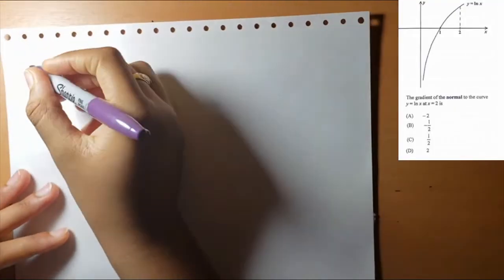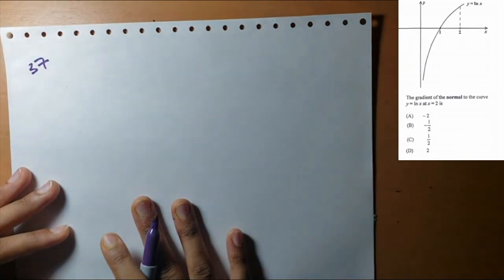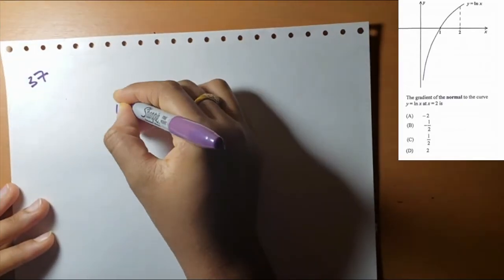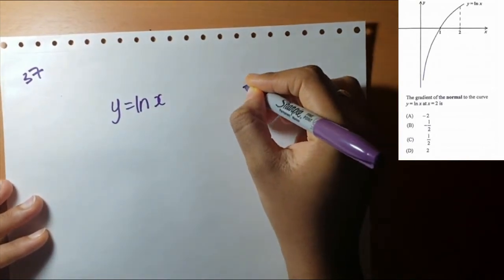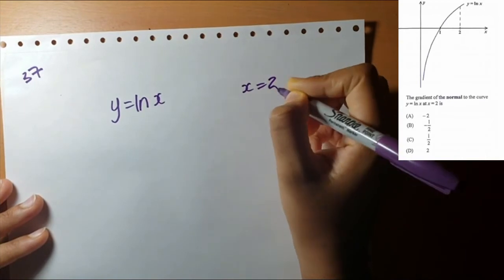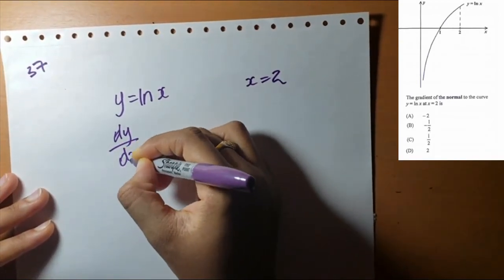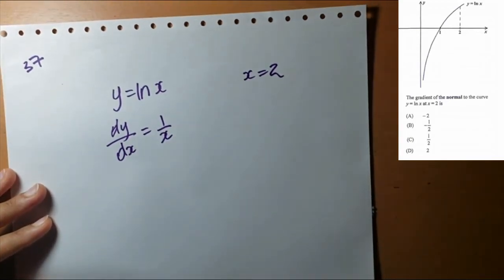Okay, so number 37. Alright, so we're being asked for the gradient of the normal to the curve, and the curve that we're given is y equals ln x, and we're being told that they want it at the point where x is equal to 2. The first thing that we need to do is differentiate this. You need to know this in your head. You need to know that the derivative of ln x is equal to 1 upon x. You need to know that.